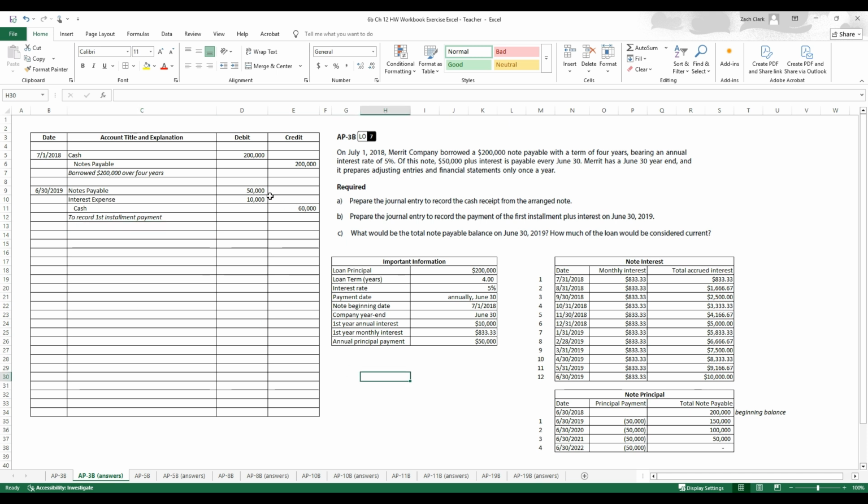Okay, so we're making our principal payment, we're making our interest payment, right? If we had been accruing the interest month to month, we would be debiting an interest payable. But this problem tells us we only record the interest expense once per year, which is not really usually, at least in my experience, not how you'd want to do it. You usually want to record the interest every month.